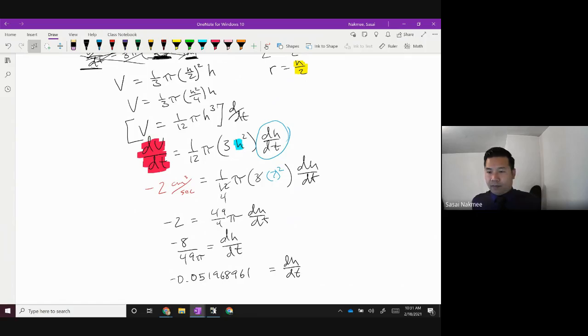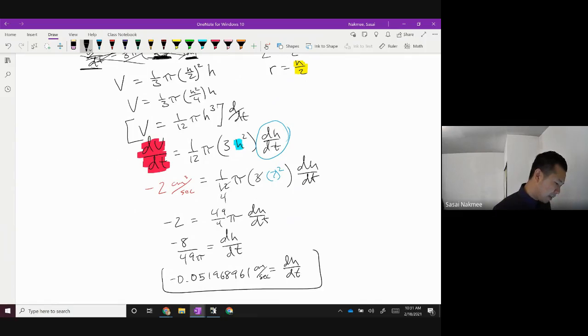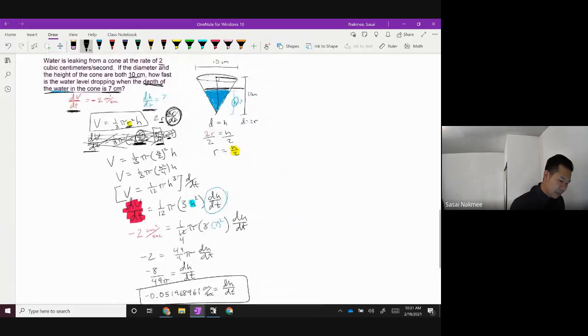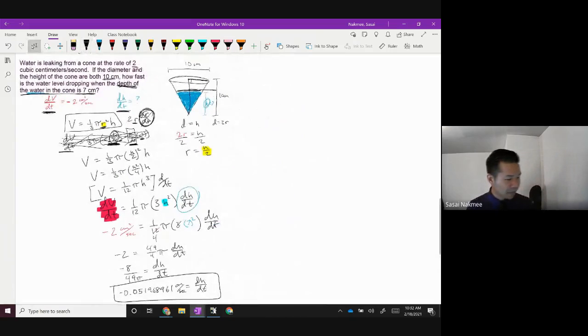No one? No one got any ideas? Centimeters per second. That's right. It is centimeters per second. That's your answer right there. There you go. That's the problem in a nutshell.